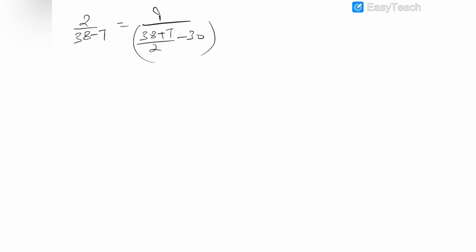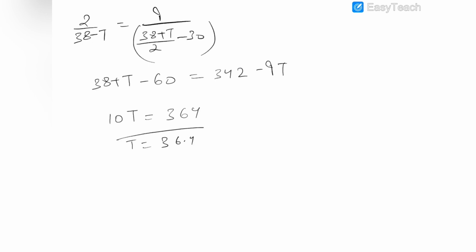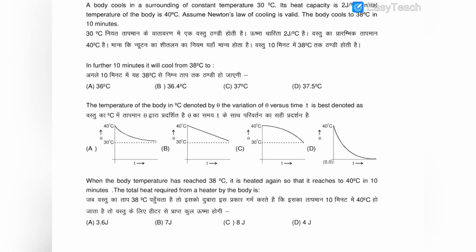Now solving this equation, we would get 38 plus T minus 60, and this is 342 minus 90. So 10T will be equal to 364, and T will be 36.4. So the correct option will be option number B.